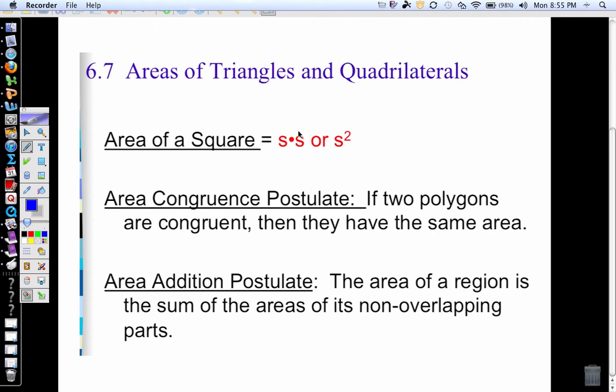Hello, and welcome to the lesson on areas of triangles and quadrilaterals. Hopefully a lot of this is review for you, and we can go through it pretty quickly.